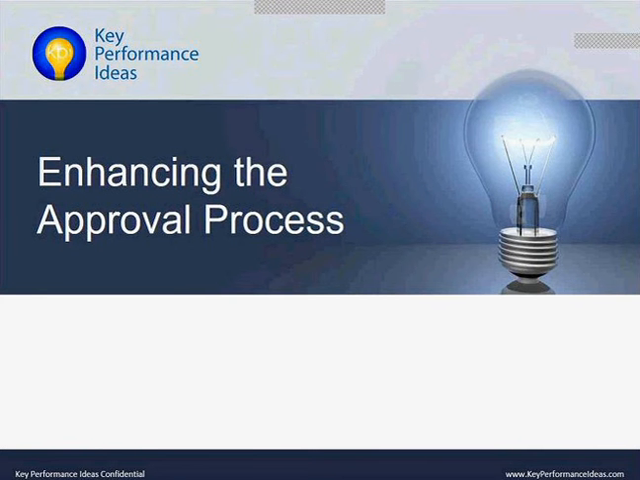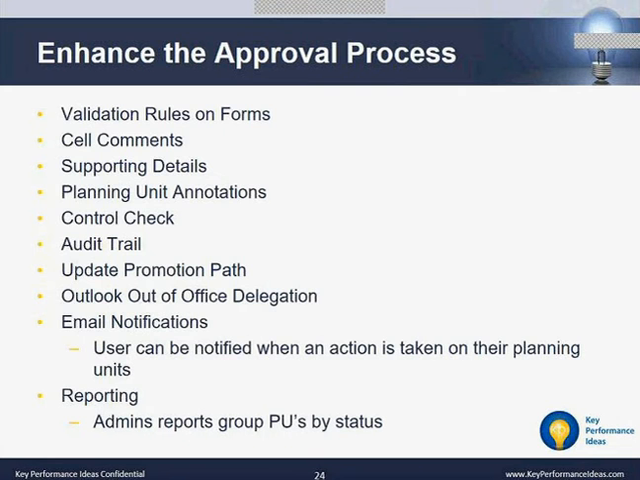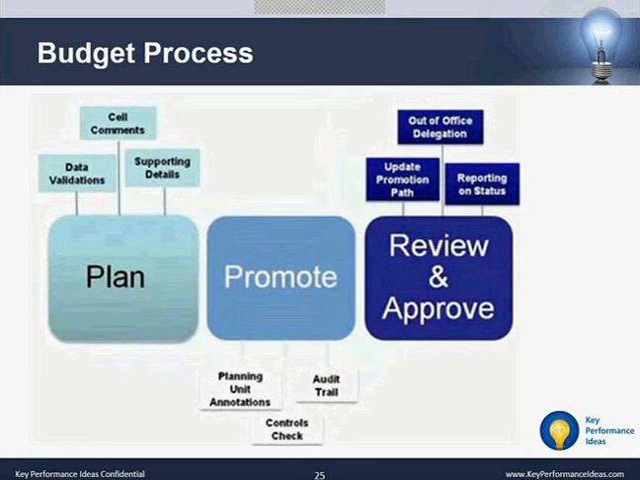So there are other ways to enhance the approval process that are not strictly part of the approval process, but it's optional. So there's a list here of all of these different types of items. I think it's kind of nicer to look at it. On this screen here, you can see that there are 3 basic steps. First, you do your plan, where you're actually entering in your data for your budget or your forecast. Then you would promote your planning unit to the next person, and then they would review and approve it.